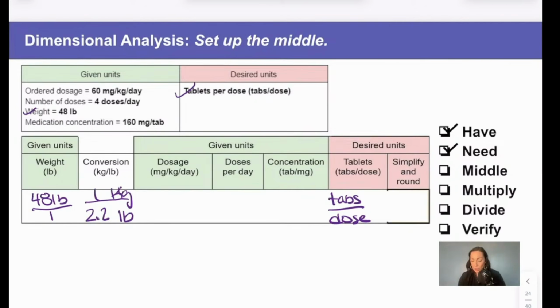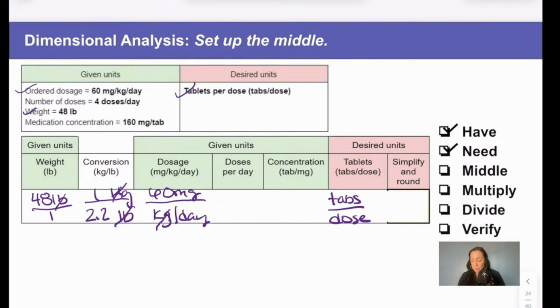So we'll go to our ordered dose. We have 60 milligrams per kilogram per day. So I'm going to put my 60 milligrams up top, and I need to put my kilograms per day down at the bottom. That's because here we see our pounds cross off, and then we need our kilograms to cross off. So if we were to solve this now, we would have milligrams per day. So not quite what we need, right?